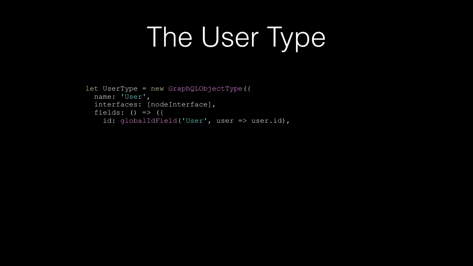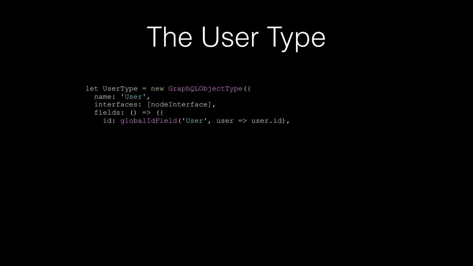A more interesting example is the actual user type. So let's see how it looks. So we instantiate a new user type, we give it a name, which is of course user, and then it has to have this interface. Fields, ID. The ID is something that, as I mentioned quickly earlier, Relay is dependent upon. So every instance of every object needs to provide a unique ID.